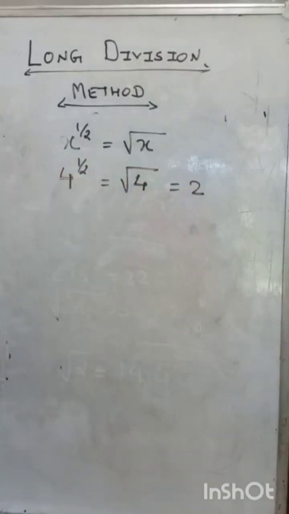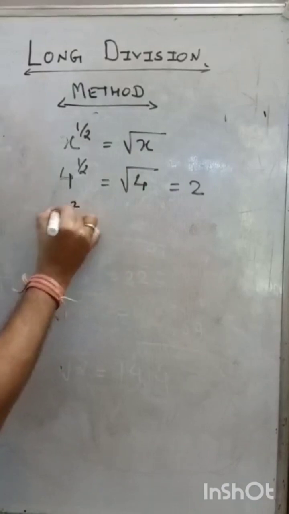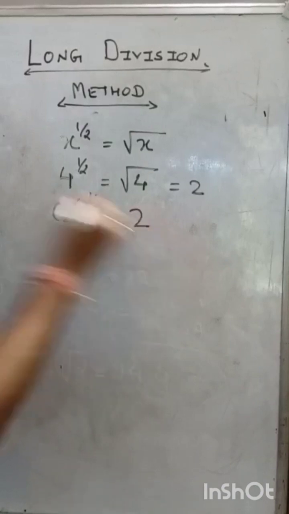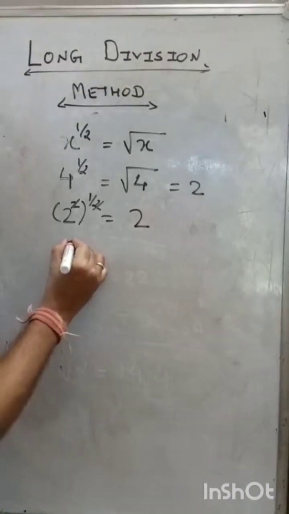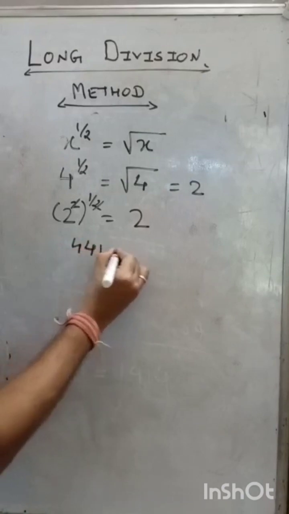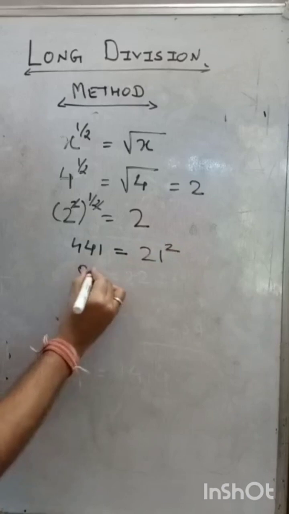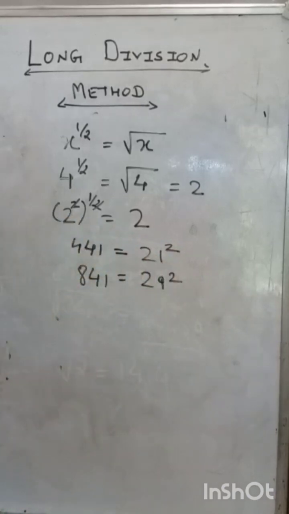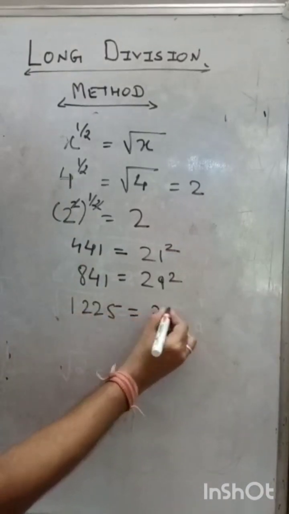Either you can solve by this method or you can write (2 raised to the power 2) whole raised to the power 1 by 2. You can cancel both the 2's and your answer is the same, 2. Now for the perfect square there is no problem. Suppose 441 is the perfect square of 21, 841 is the perfect square of 29, and 1225 is the perfect square of 35.